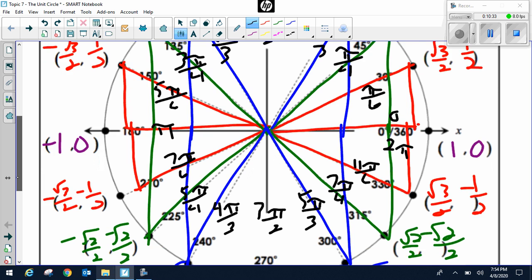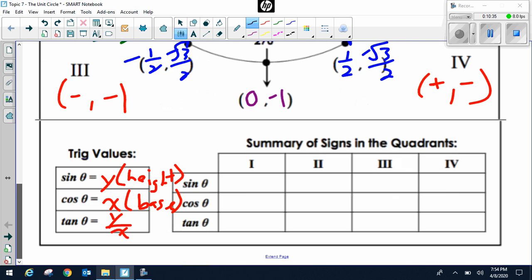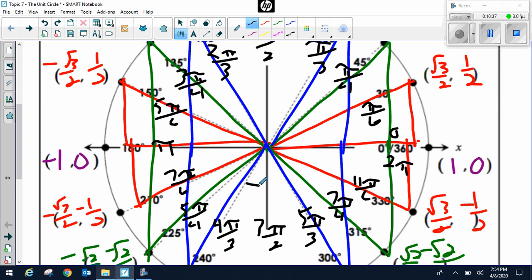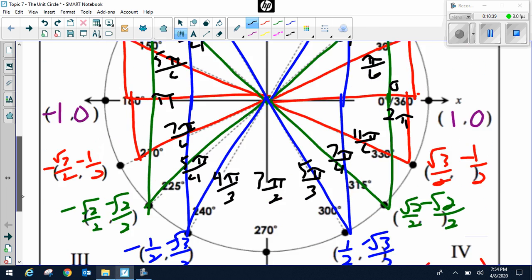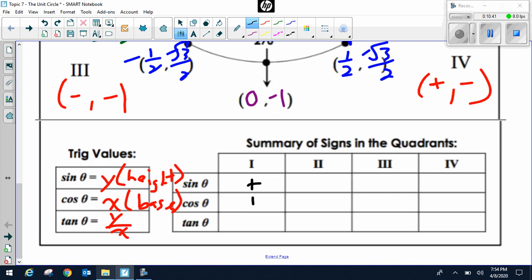Okay, so a quick refresher on the signs. Remember, everything is positive in quadrant 1. In quadrant 2, the y is positive, the x is negative, which means tangent is negative. In quadrant 3, the sine and cosine are both negative, but that means the tangent is positive. And in quadrant 4, the sine is negative, the cosine is positive, which means that your tangent is negative.